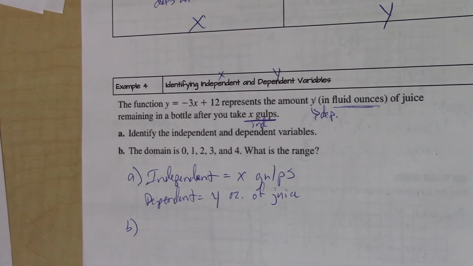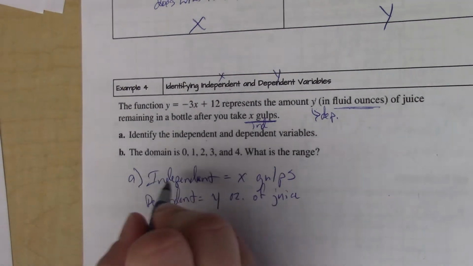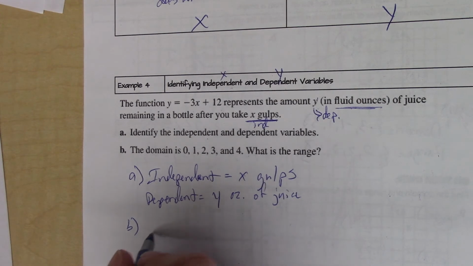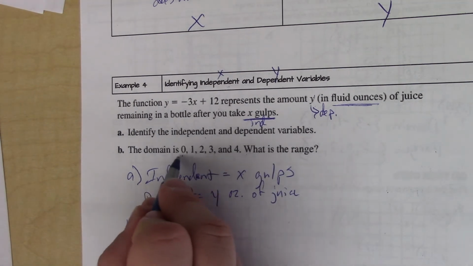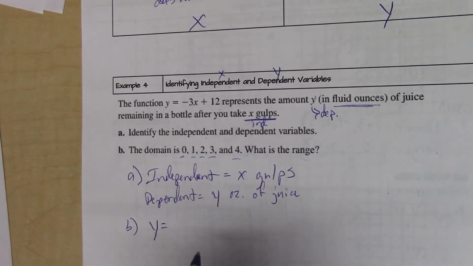Right. Okay. So if the domain is 0, 1, 2, 3, and 4, well, because, again, the domain is the x and x is gulps, you're not going to have a half a gulp or 1.2 gulps or whatever. You're going to have either 0 or 1 or 2 or 3 or 4 or whatever, right? So what is the range? Okay, well, range is the y value. Well, the y value is just the domain whenever you plug those five values in.